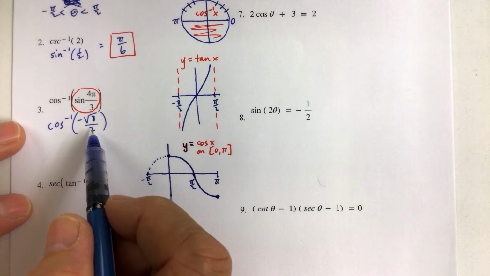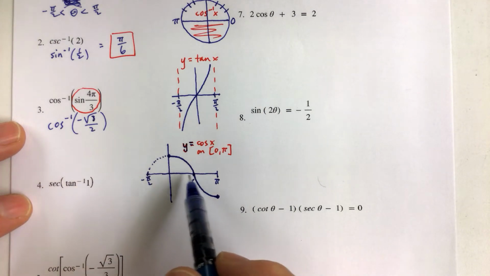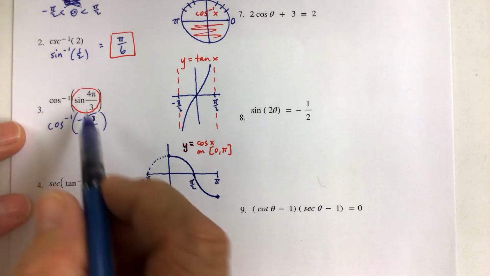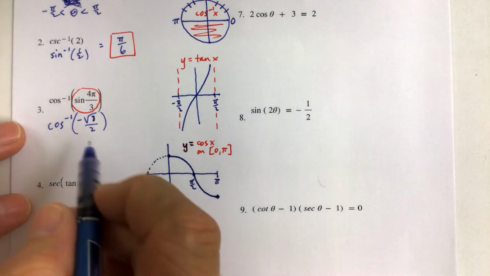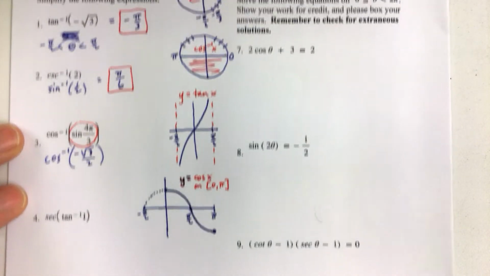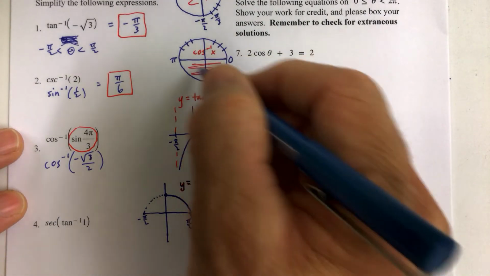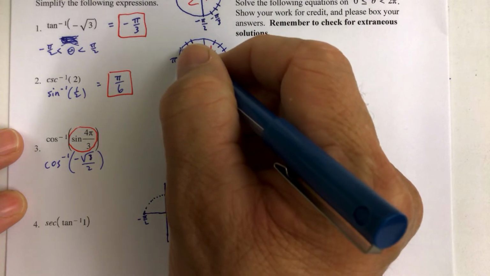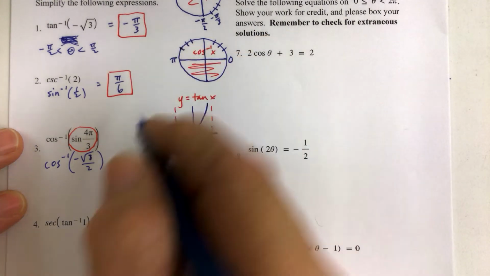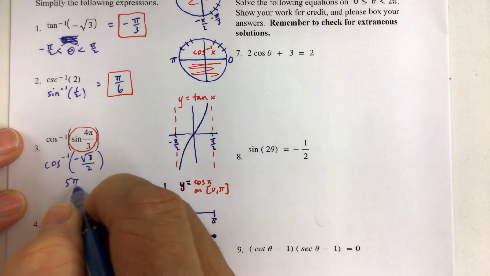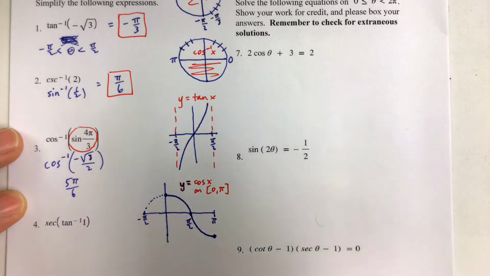And then we're looking for the angle at which the cosine is negative radical 3 over 2. Well, again, inverse cosine gets restricted to 0 to pi. So on the interval from 0 to pi, where is the cosine negative radical 3 over 2? Well, that's going to be 5 pi over 6.